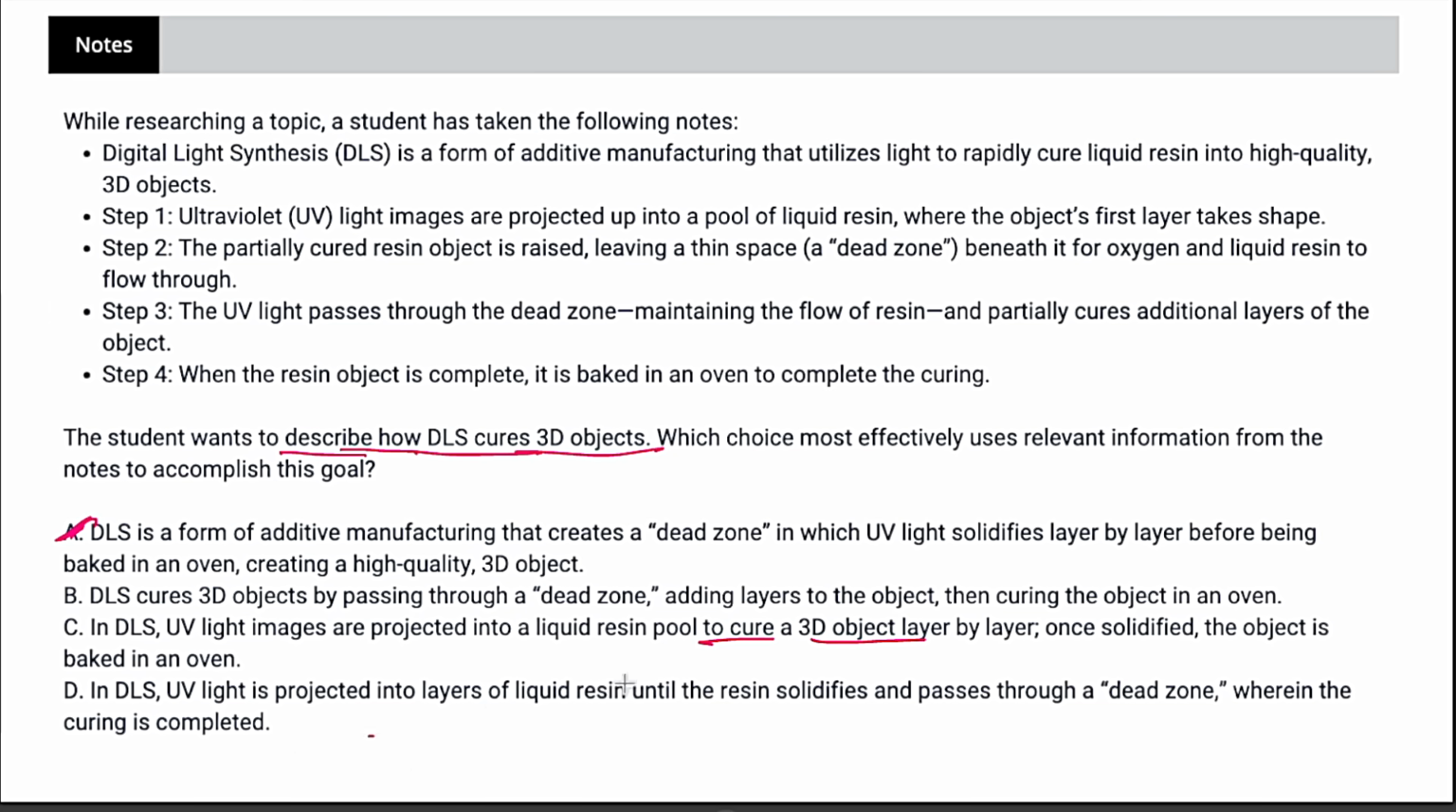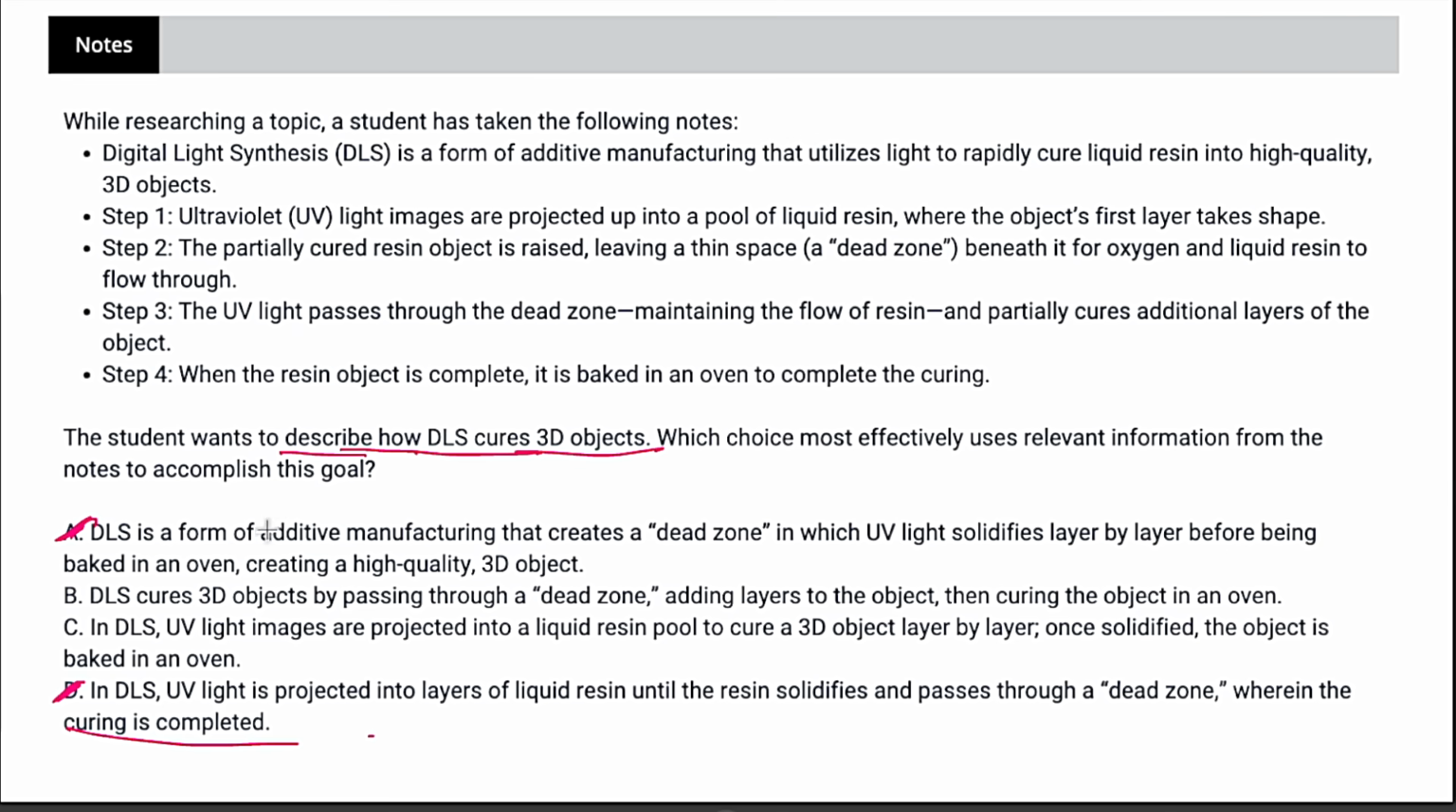Let's look at D real quick. D, all this stuff happens wherein the curing is completed. So that one doesn't really say how DLS cures objects. It just says the curing is completed at the end there. So D is going to be out. Now, between choice B and C, we really just need to figure out which one of them is lying to us. And it's a bit tricky because very, very specific wording is going to make or break this.